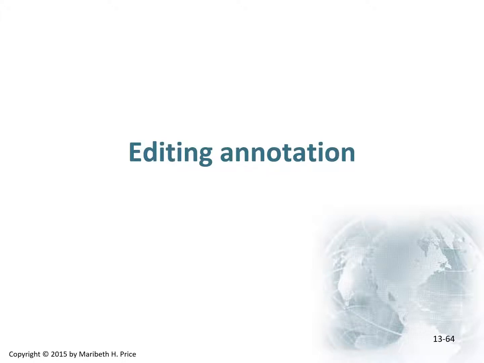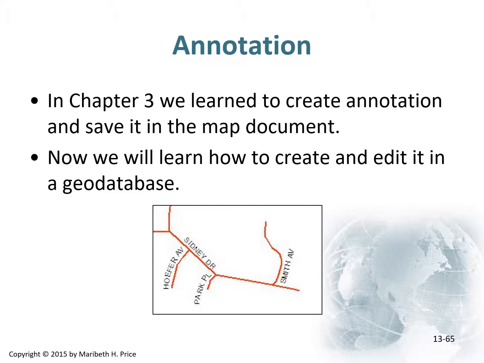Editing annotation. Do you remember what annotation is? If you don't, annotation will be very disappointed. Annotation: in Chapter 3, way back when, you learned to create annotation and save it to a map document. Now, in this chapter, we're going to learn to create and edit it in a geodatabase. Annotation is basically a label that acts like a point value.